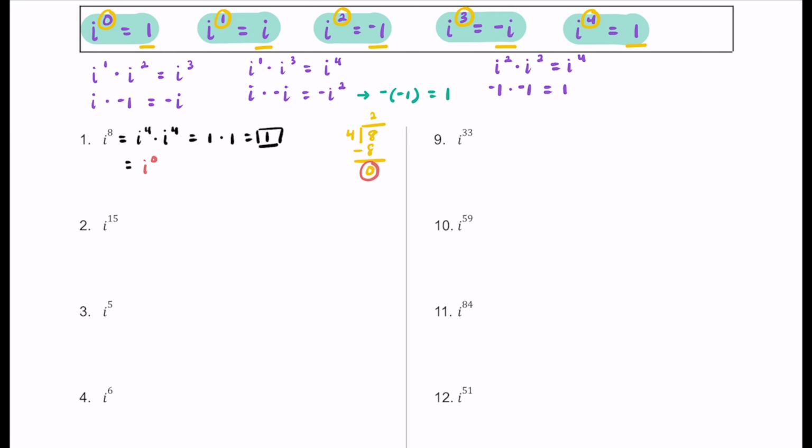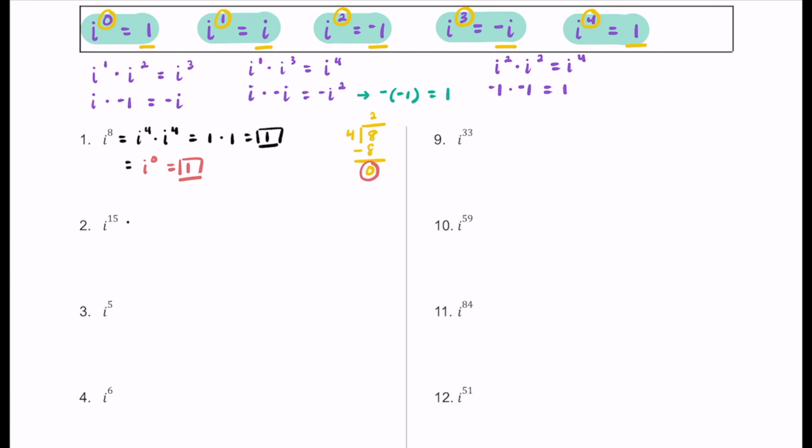Okay, so if it goes in evenly, that remainder tells us what we can simplify each of these powers down to. Now i to the 0th power is just equal to 1, so that's another way we can get the same answer here. Okay, the remainder is going to tell us that each time.